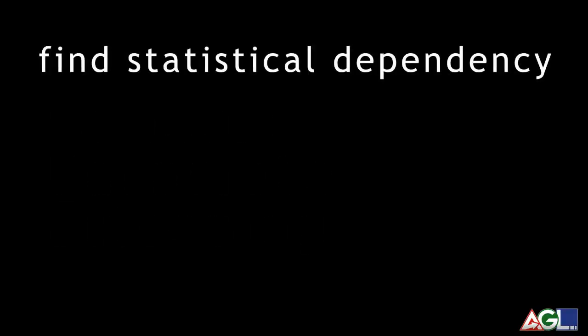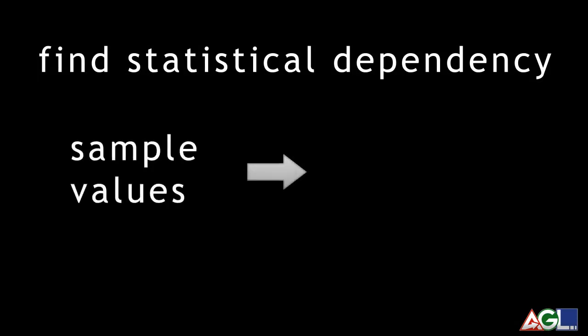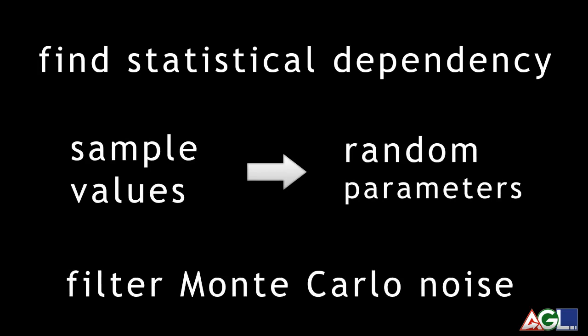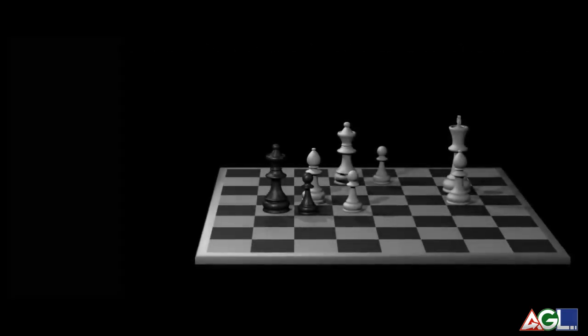The key idea behind random parameter filtering is that by determining how the values of the samples statistically depend on the random parameters, we can filter out only the noise that has been introduced in the Monte Carlo rendering process. We can explain how our algorithm works with a simple example.